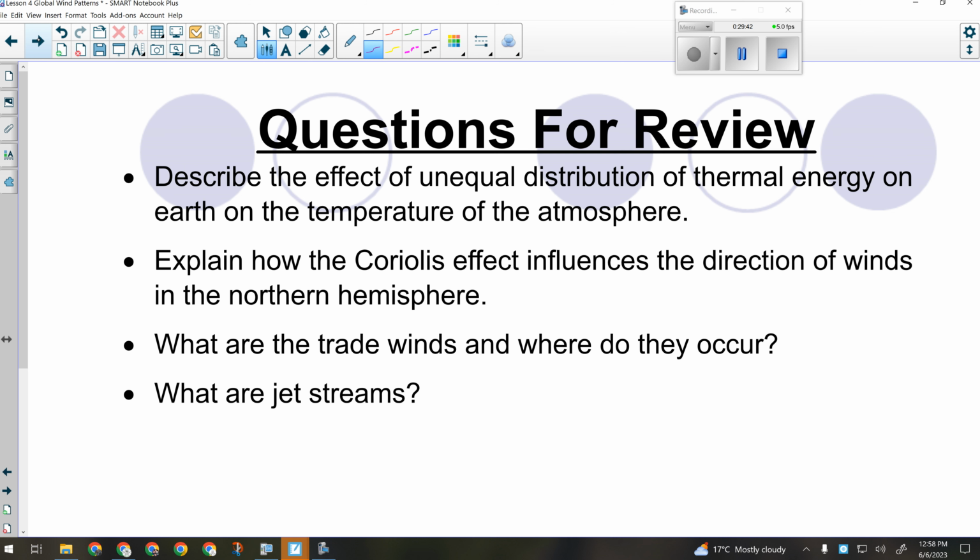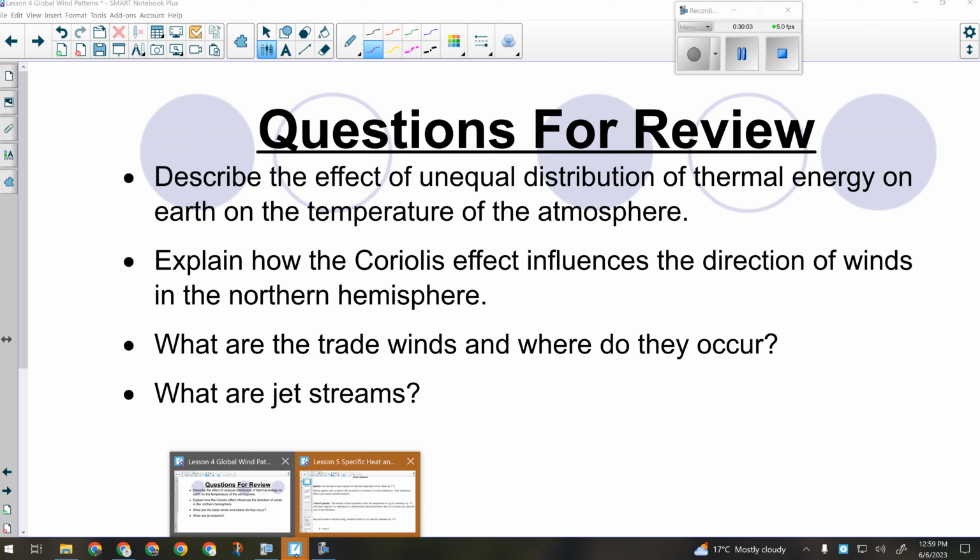Jet streams move what kind of heat? Latent heat. That's an important thing for you to remember when you're describing the role of the jet streams. They move that latent heat, that moisture-laden air, and all the energy that it contains. All right, that is all we're going to do with that.